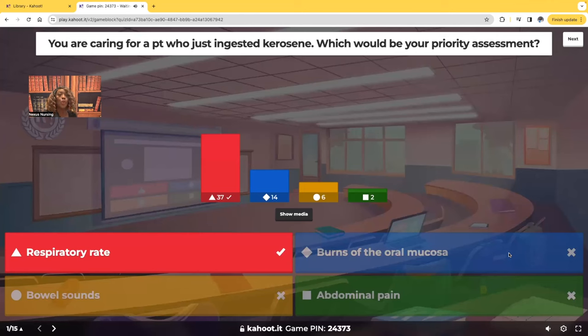Very good. Respiratory rate. Why? For everyone, I saw 14 people chose check burns of oral mucosa. 6 people chose bowel sounds. 2 people chose abdominal pain. Let me tell you something. None of those matter if your patient's not breathing. If your patient is dead, who cares about those burns around their mouth or them being in pain? Guess what? They're not going to be in pain because they're dead.